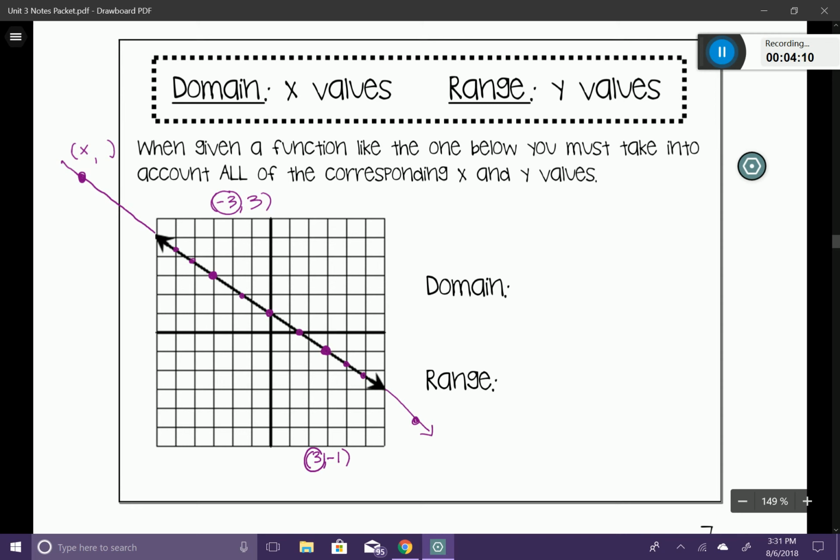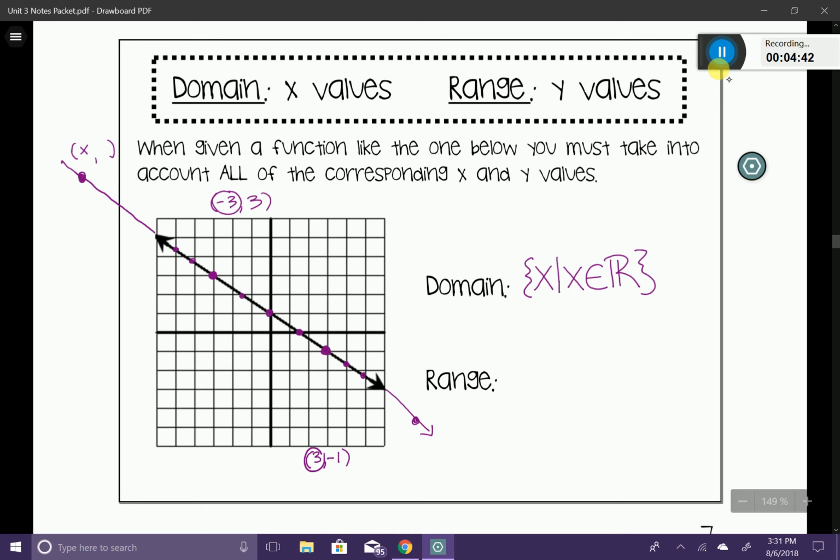Well, there's a special way that we write the domain for a function that has an infinite number of X values. And the way that we do that is like this. We usually like to do little squiggly brackets, and then we like to write X such that X exists in the real numbers, meaning that any point on this particular line is going to have a corresponding X value.